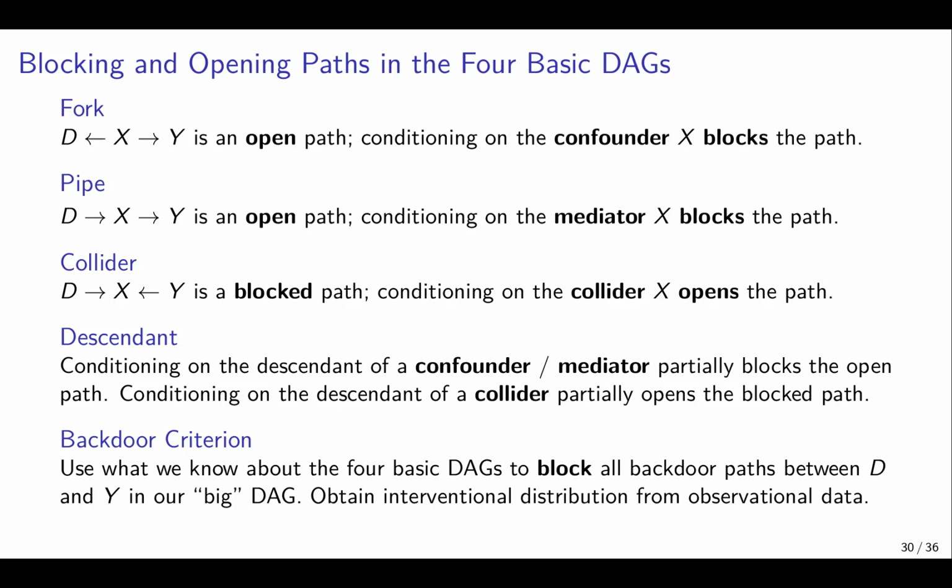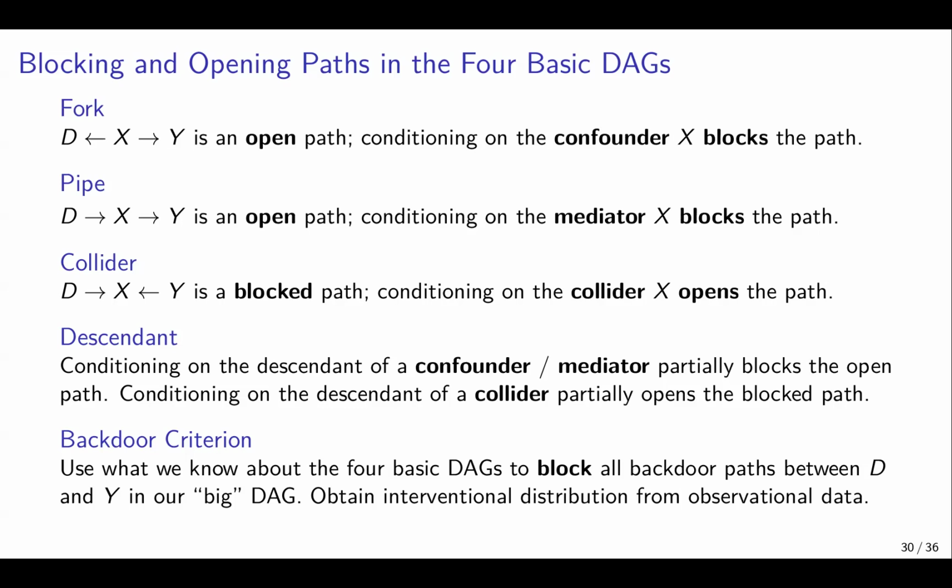That path, the one between d and y, starts out open, but we can close the path by conditioning on the confounder. So we would like to close that path if we're interested in understanding the causal effect of d on y, because that's a spurious causal path. It's true that there's a path between d and y in the fork, but it's not causal because there's not an arrow from d into y that follows the one-way signs.